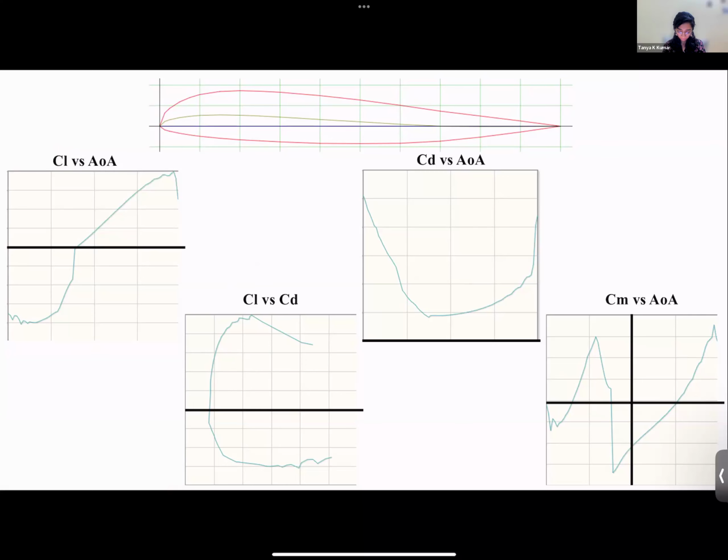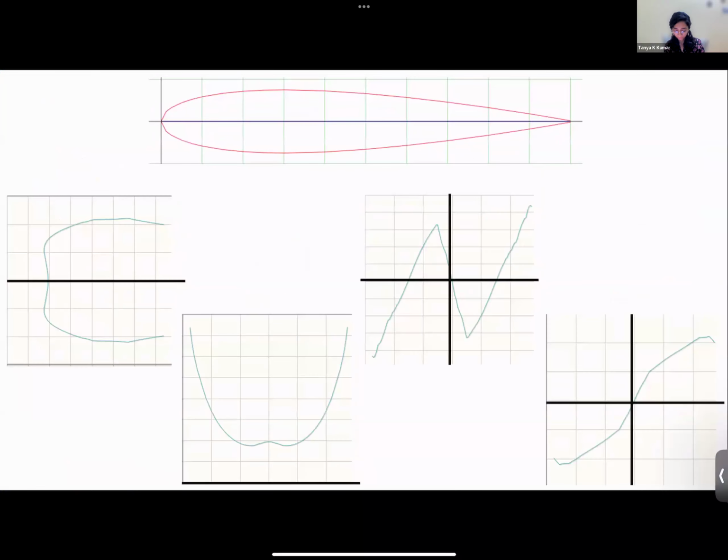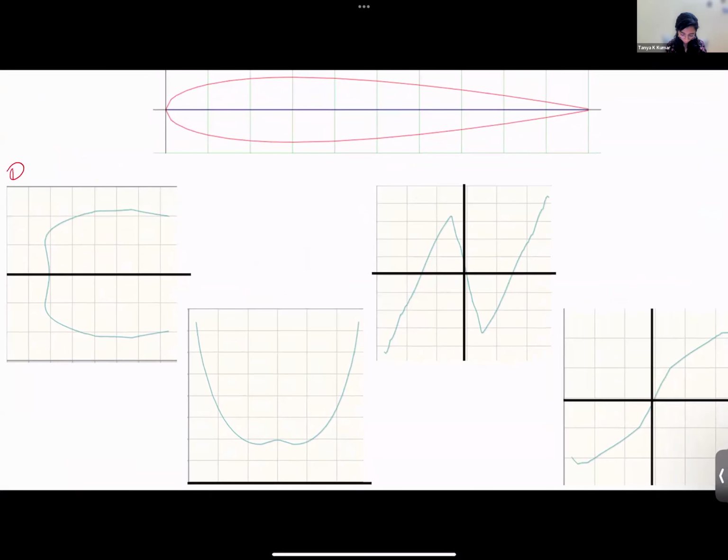Okay. Now let's just look at this airfoil. This is a symmetric airfoil. Since you did the cambered airfoil, you should be able to do this one very simple. Right? Symmetric airfoil. Most of your graphs, in fact all of your graphs, will be symmetric about some axis. You should be able to do this easily. Okay, just look at these graphs. Let me number them. This is 1, this is 2, this is 3, and this is 4.